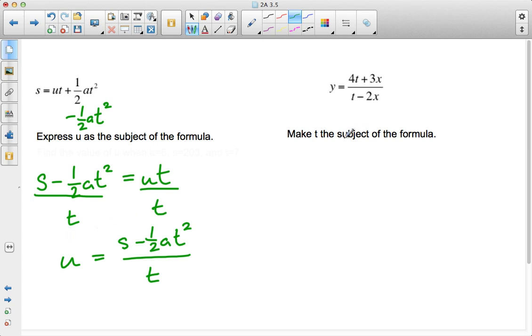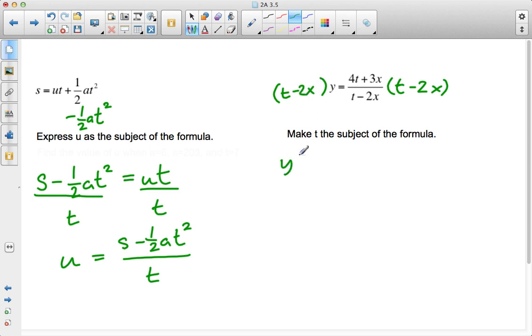Now here we go, we're going to get a little trickier. I want to make t the subject of the formula here. So you'll notice t is in the denominator. What we really need to do is get rid of that fraction. So the first thing I'm going to do is multiply both sides by t minus 2x, which means I'm going to multiply the left side over here by t minus 2x.